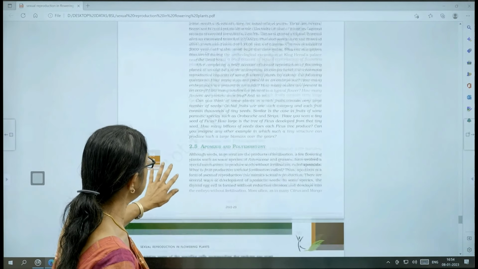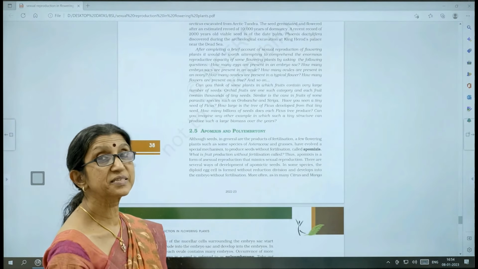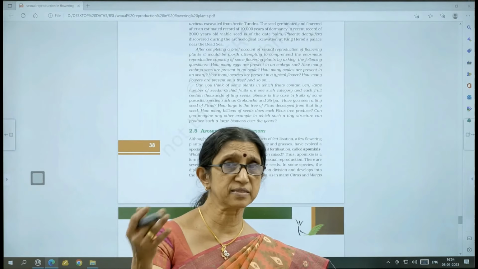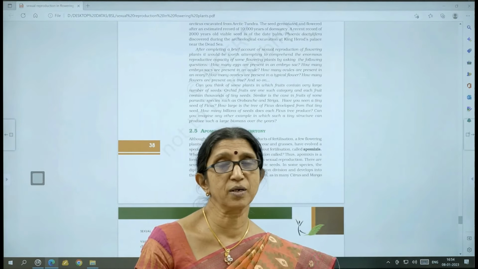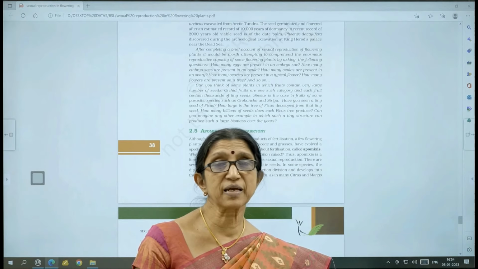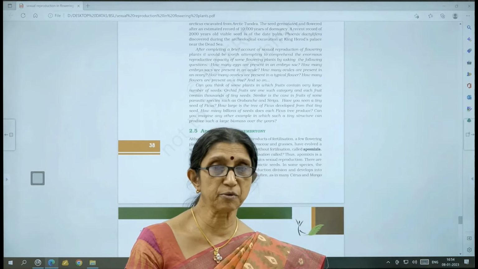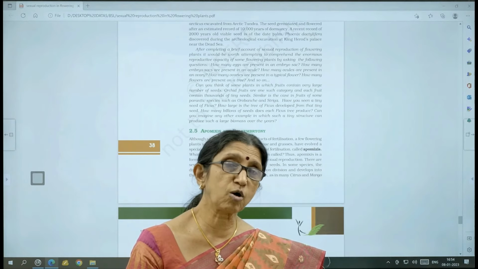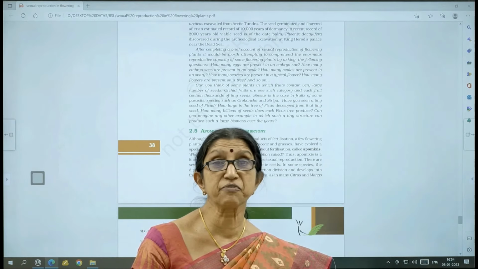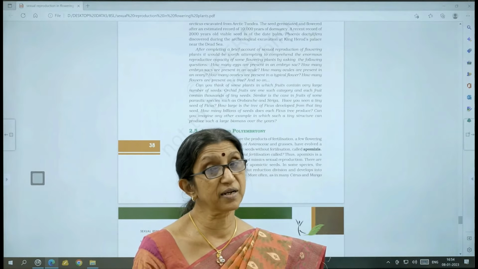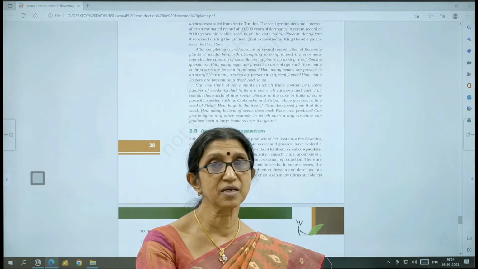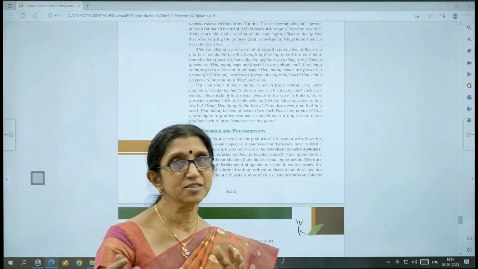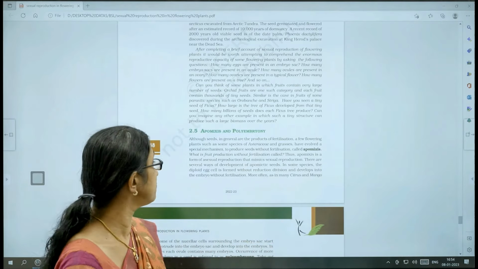The next one is apomixis and polyembryony. How many embryos can we see per seed? Normally it is one. But rarely in certain plants we can see more than one embryo, and that condition is called polyembryony. Polyembryony is common in plants like Mangifera and citrus. Mangifera is mango. You can sometimes see twin seedlings developing from a single seed, because of the presence of two embryos within the seed.